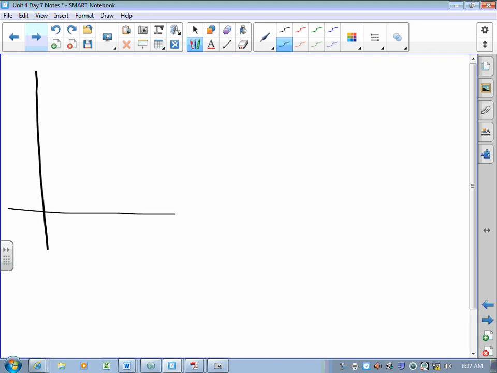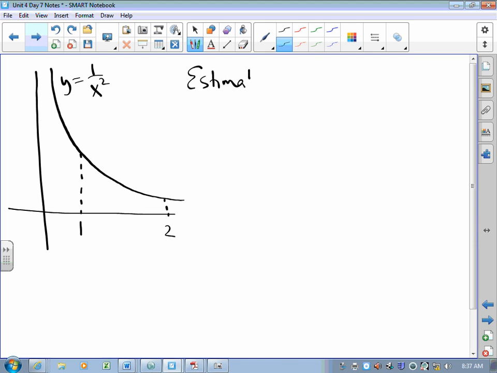Let's do y equals 1 over x squared. Let's do it from 1 to 2. And let's estimate the integral from 1 to 2 of 1 over x squared dx with a trapezoidal rule with 4 subintervals.